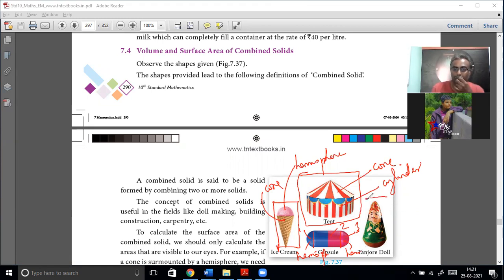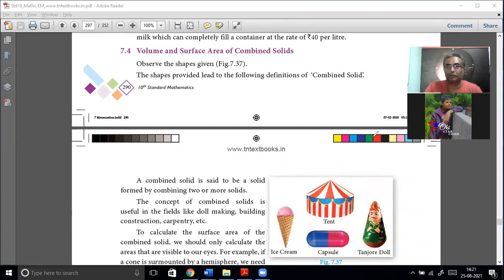Okay, what about this one? A cone and a hemisphere. Cone and a hemisphere. Very good. This is what I wanted from you. Now only you are responding. Okay. So now you understand what a solid is, no? Combined solid means combining two or more solids.